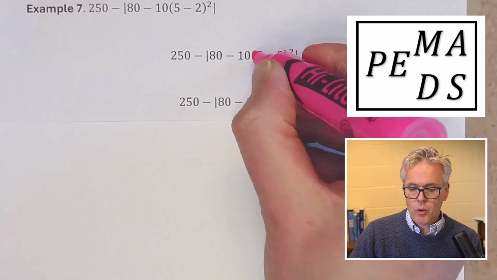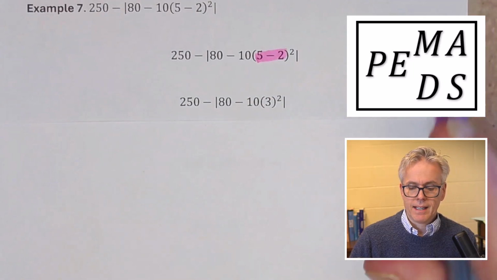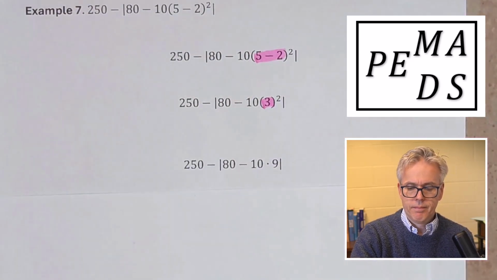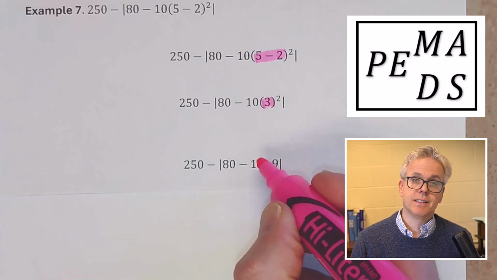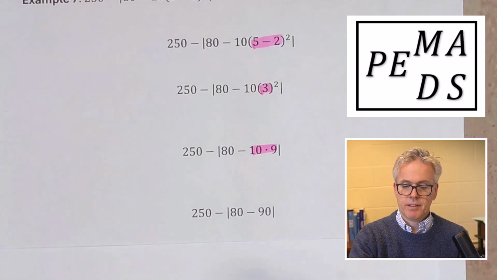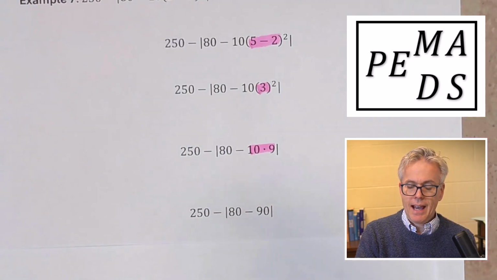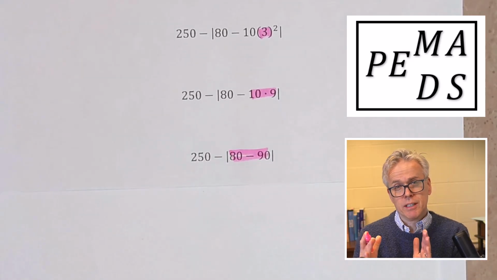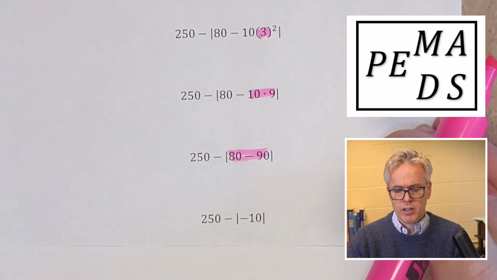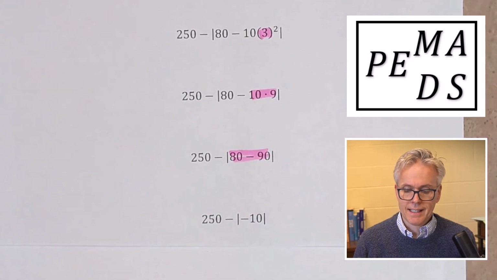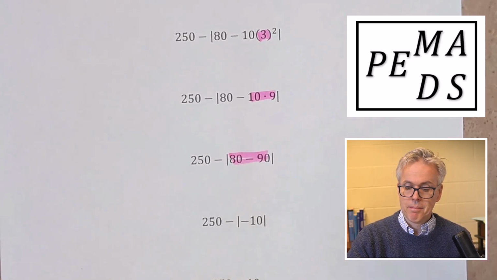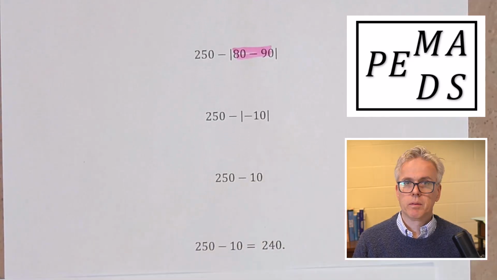My order of operations, I can go ahead and do 5 minus 2. I get 3. Now my next one's going to be to square that 3, which is 9. The next one's going to be to multiply. And so 10 times 9 is 90. And then I'm going to have 80 minus 90 is my next one. Only thing to do, and again, I'm still working within the grouping symbol. That absolute value acts as a parentheses as far as order of operations goes. I get negative 10. So the absolute value now of negative 10 is 10, and then 250 minus 10 is 240. And that's the final answer.